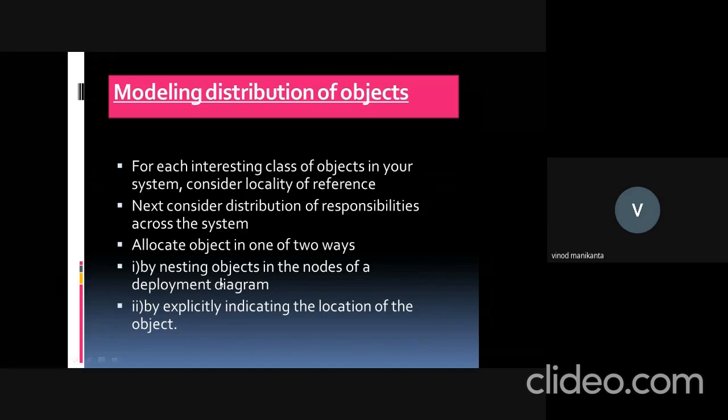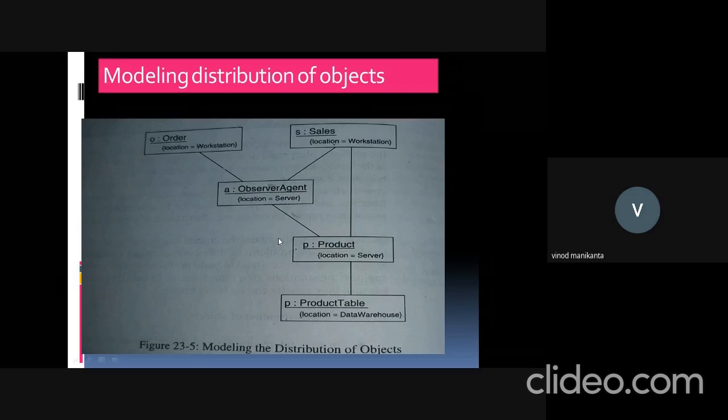One is by nesting objects in an extra compartment. Next is by using location name equal to value, or target name equal to value, which is a UML extensibility mechanism. In this diagram there are objects. To model distribution of objects, first of all, we need to consider objects, and we have to specify a mechanism. In this diagram, order and sales are located, location is workstation. The observer agent and product location is server. The product table location is data warehouse.